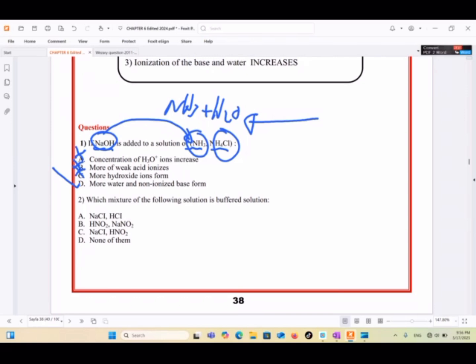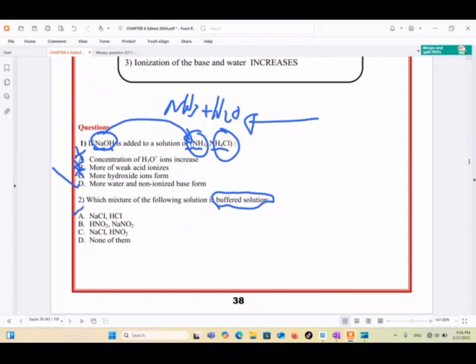Which mixture of the following solutions is a buffer solution? Another type of question, resembling the ministry exam questions. Guys, whenever you are asked such questions, you have to choose the weak acid or weak base with the salt that contains the common ion of the weak acid or the weak base.